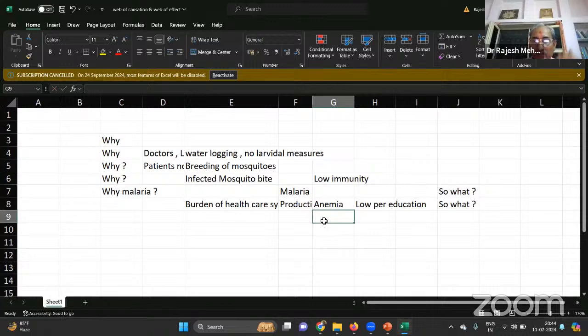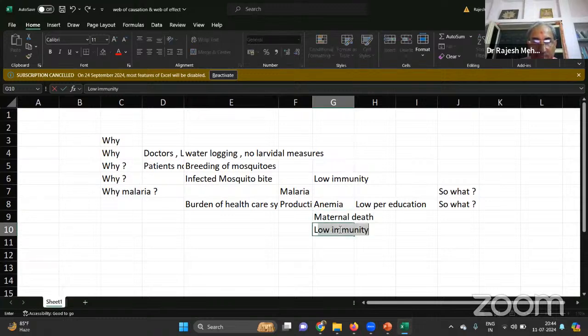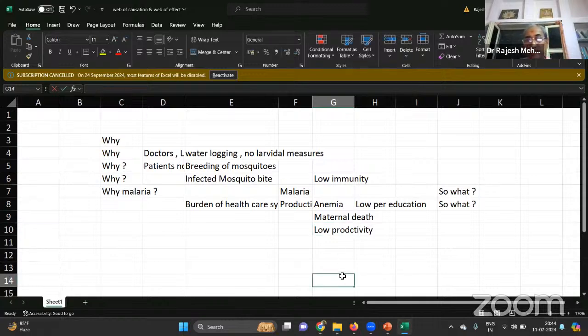Then because of anemia, you write down there will be more maternal death. Again, there will be low productivity. You write down in the same lines. Then more quarrel will be there in the society, etc.